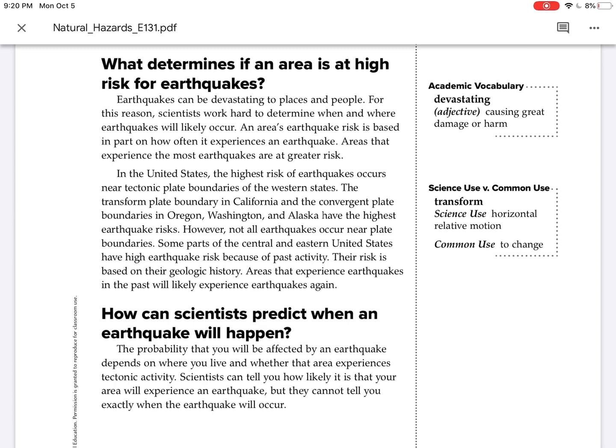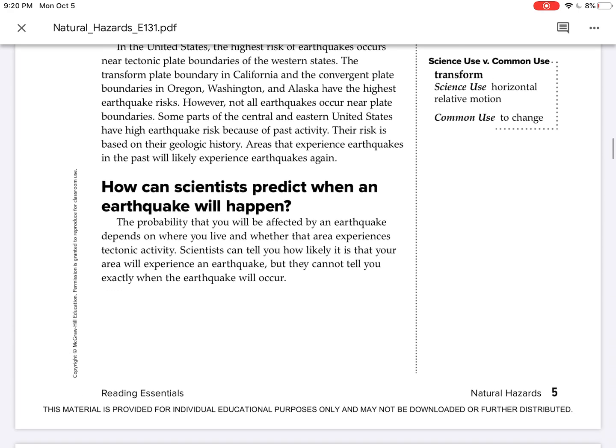However, not all earthquakes occur near plate boundaries. Some parts of the central and eastern United States have high earthquake risk because of past activity. Their risk is based on their geological history. Areas that experienced earthquakes in the past will likely experience earthquakes again.